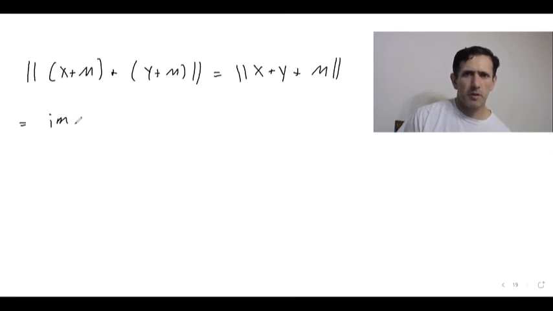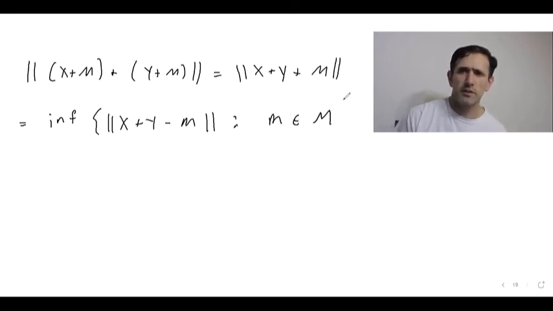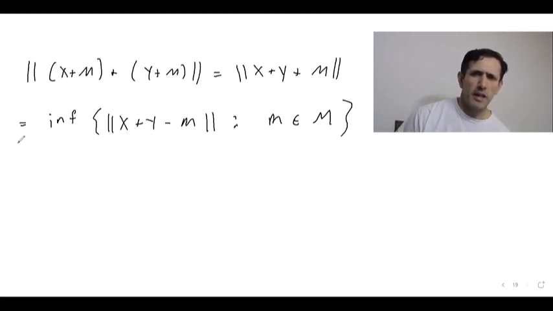So this is the infimum of the following set: x plus y minus m. So you can do this using epsilon, kind of epsilon infimum definition stuff. I think it's a lot cleaner to do it this way. It's a little tricky, but let's do something kind of silly. M is a vector space, so these two infimums are trivially equal.